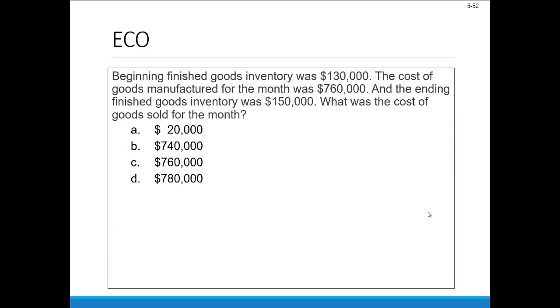Okay, another example here, continuing our previous one. Beginning finished goods inventory, let's say that was 130,000. The cost of goods manufactured for the month was the 760,000 from two problems ago. The ending finished goods inventory was 150. What's the cost of goods sold for that month? Check these answers, work through it real quick, and then I'll have the answer for you right after the break.